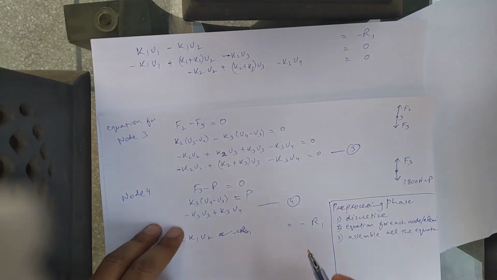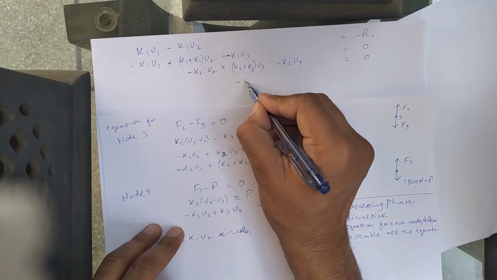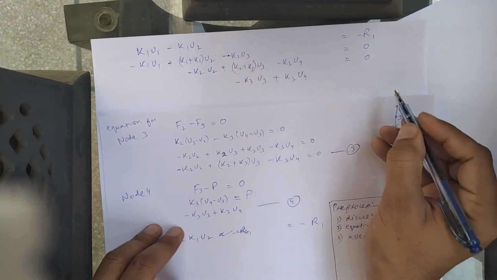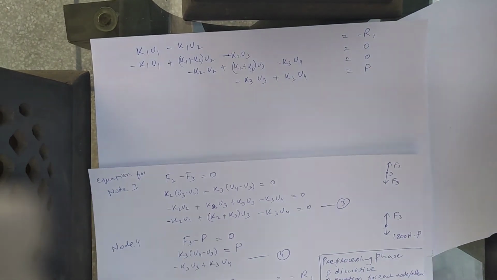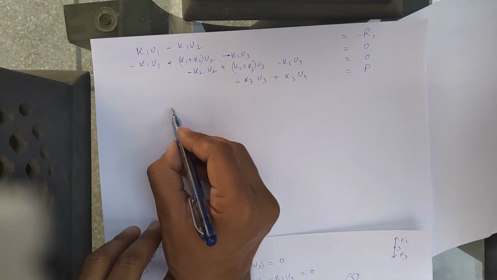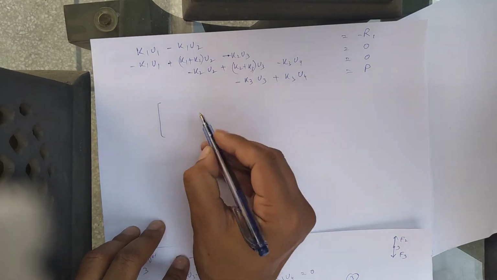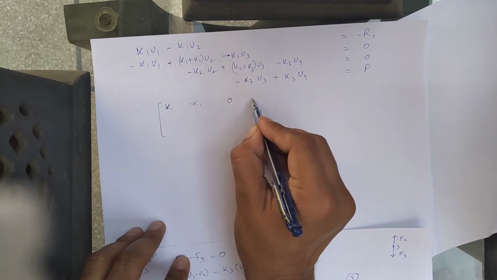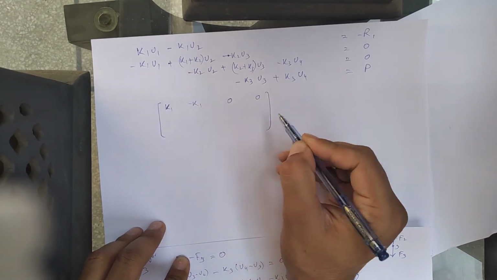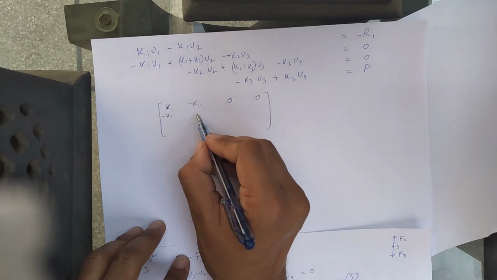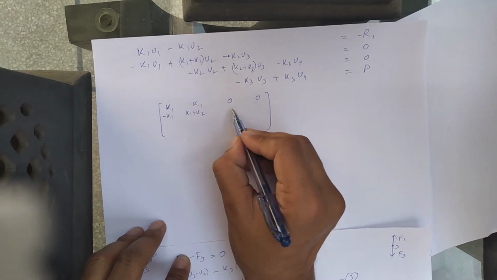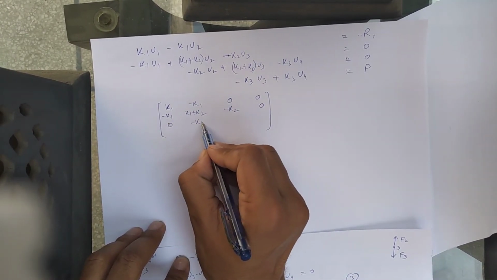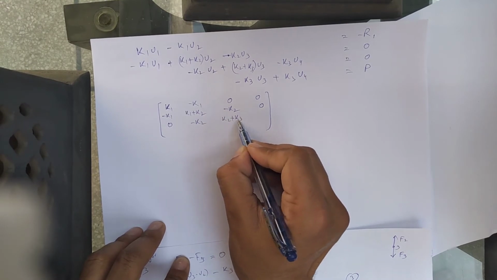Then we have this fourth equation, which is minus K3 U3 plus K3 U4 is equal to P. Now we can write these equations in matrix form. So it's simple. It's K1, minus K1, 0 and 0, right? Minus K1 plus K2, minus K2 and 0. We have 0, minus K2, plus K3.